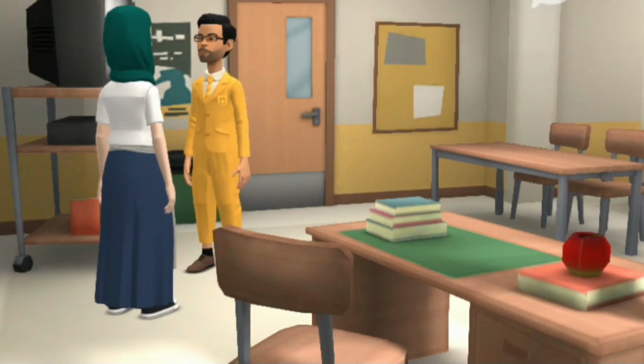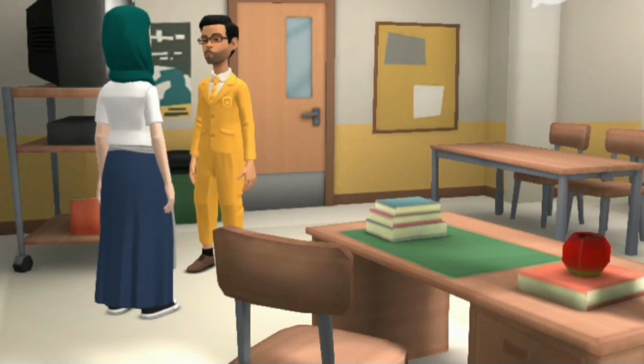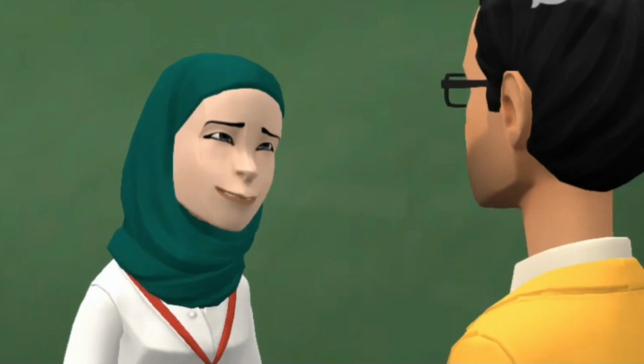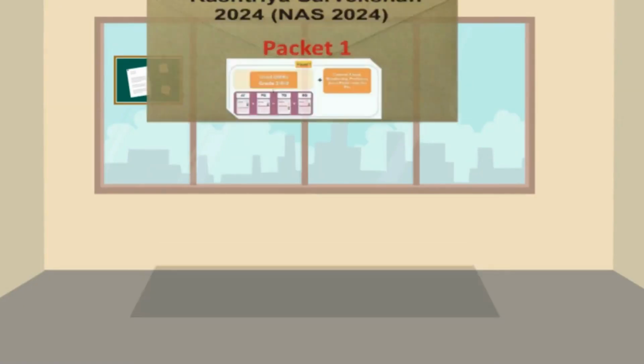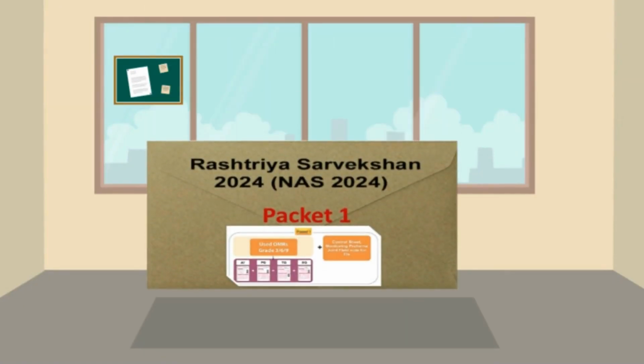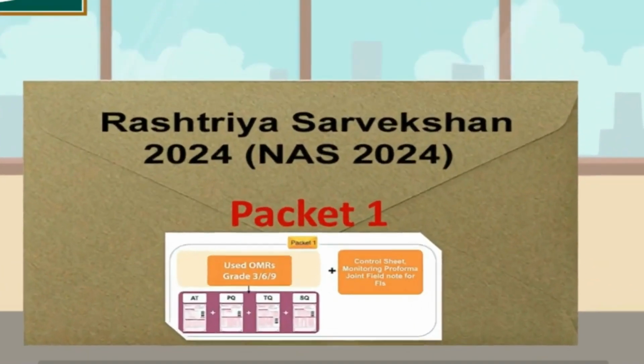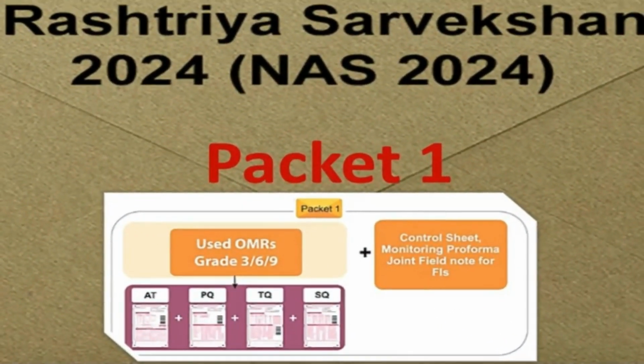Time is up. Can you tell me how to pack this material now? Sure, you have two packets, packet 1 and packet 2. In packet 1, please pack all the used materials like controlling sheet, monitoring proforma, joint field notes, completed OMR sheets of school questionnaire and teacher questionnaire, assessment test booklets, pupil questionnaires.